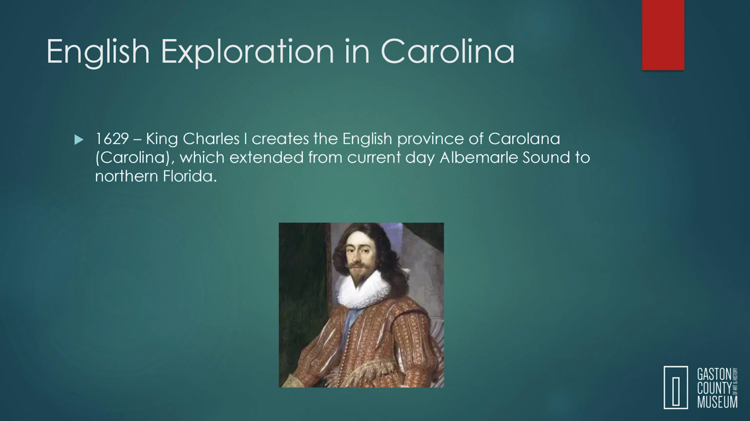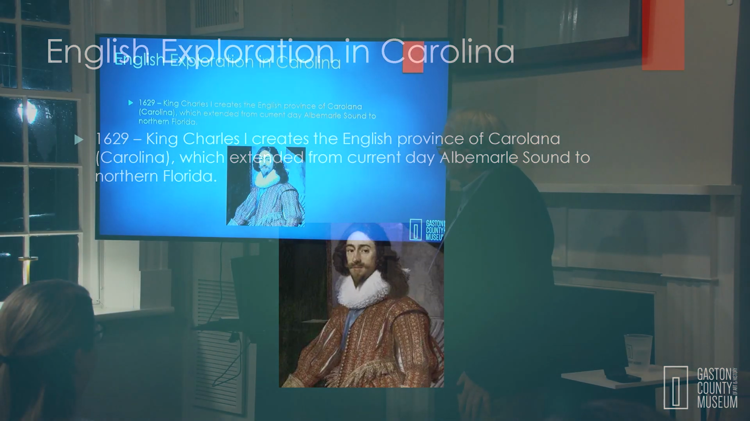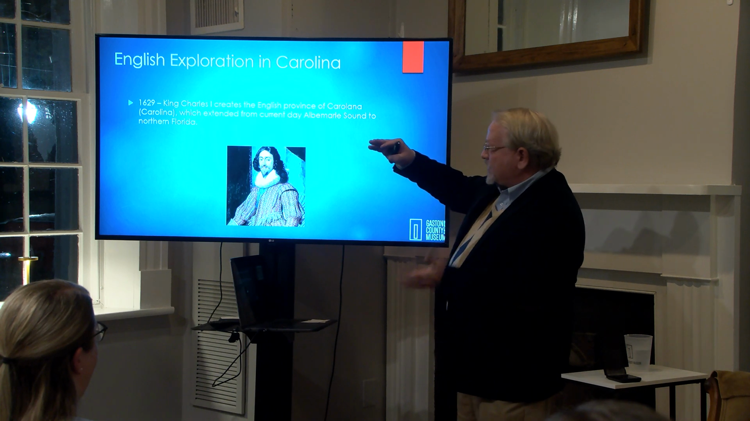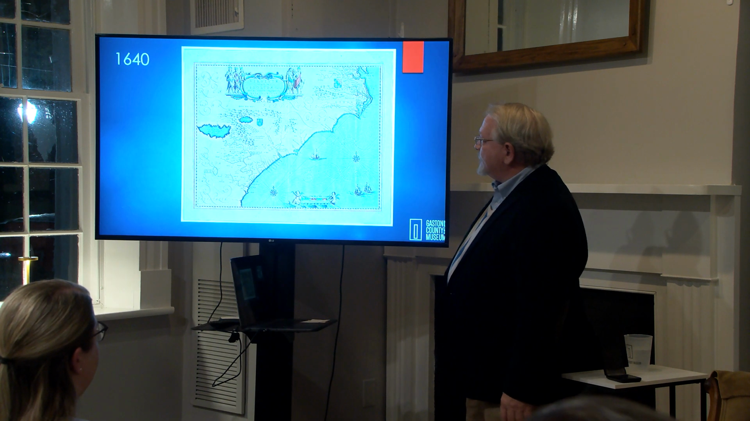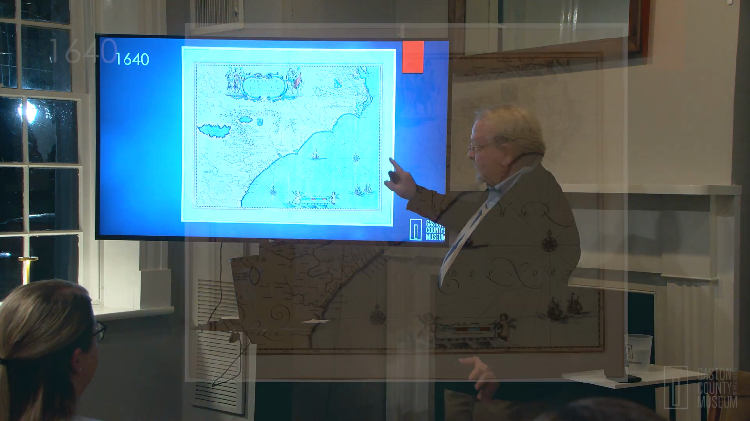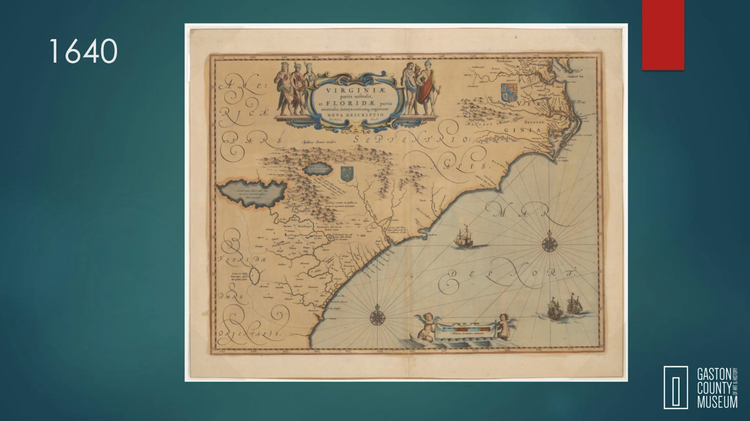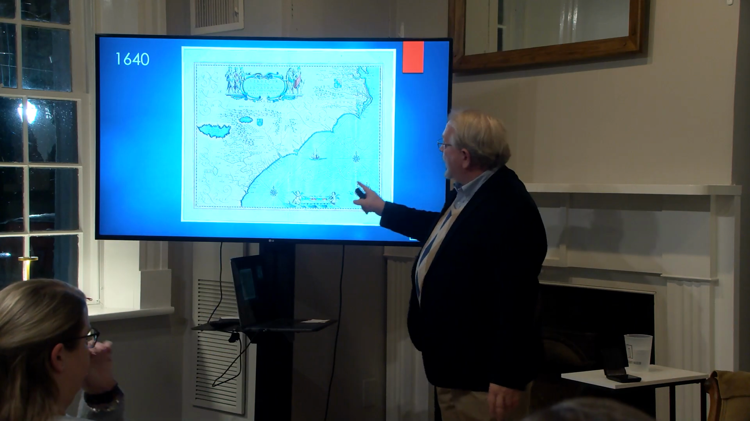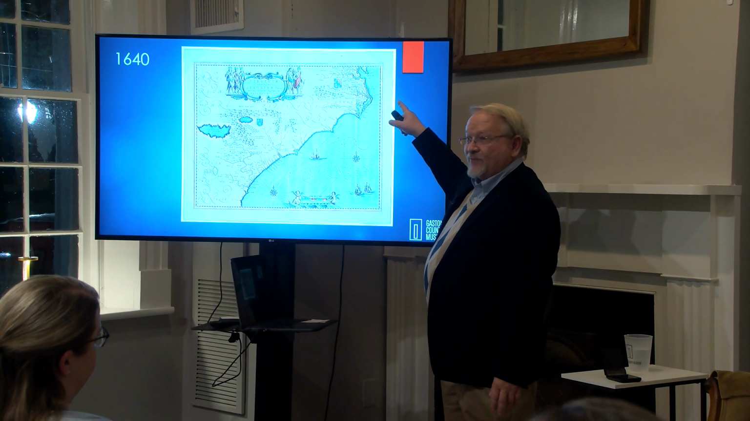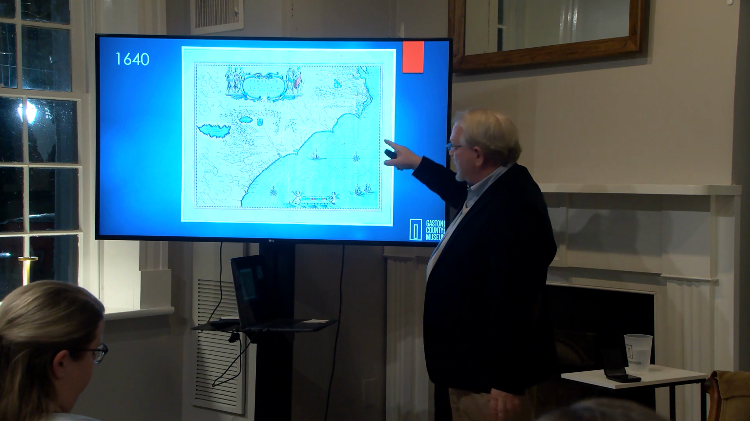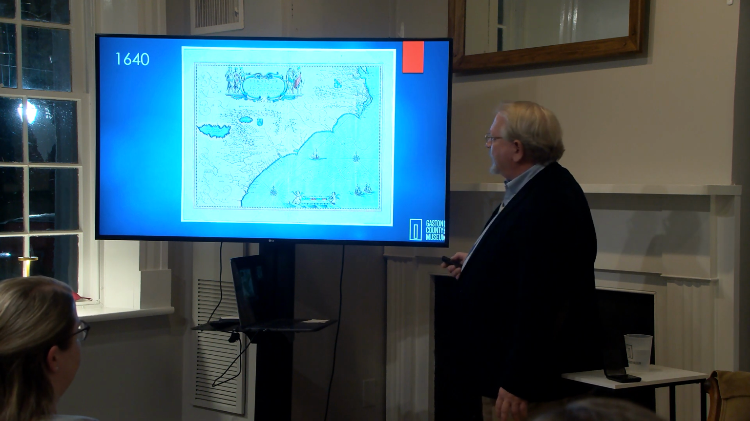Carolina comes from the Latin word Carolus, which is the Latin word for Charles, and the province extended from the Albemarle Sound to northern Florida. You could tell even by 1640, they had the coastline pretty well mapped, pretty accurately. They just hadn't gone too far inland by that time. But now it's still called the North Sea, no sea of northern France. They're out of the picture. Now it's just the North Sea in this map.